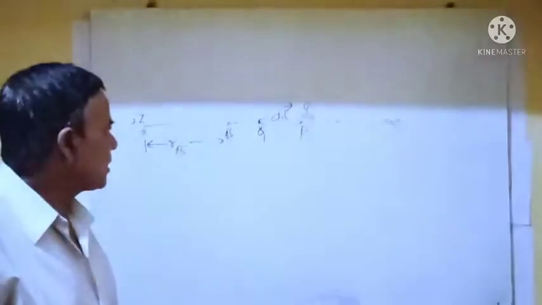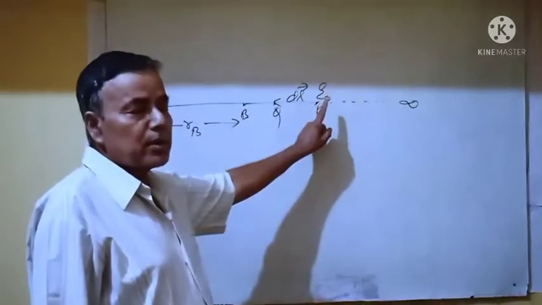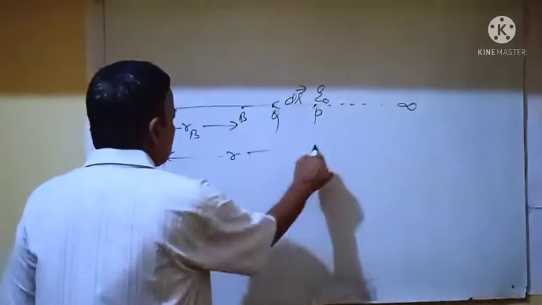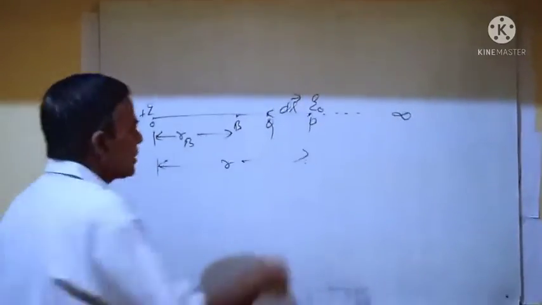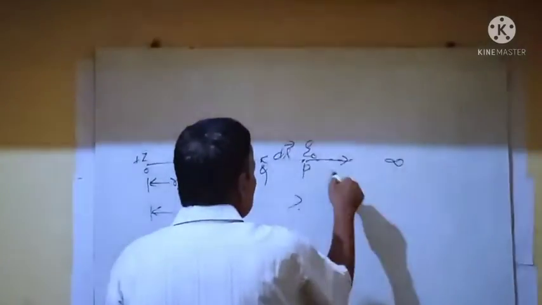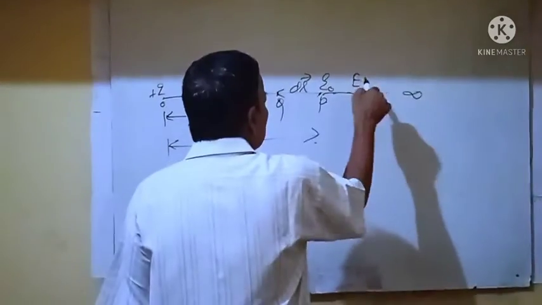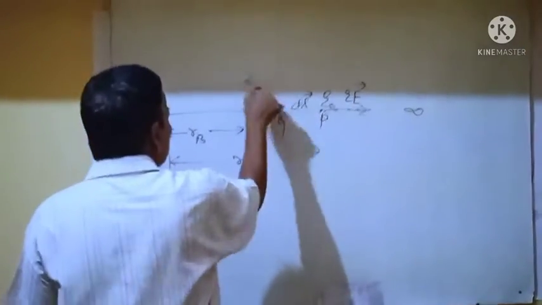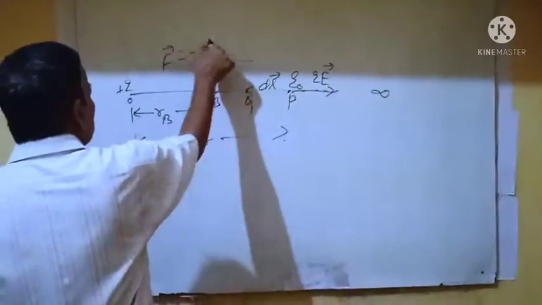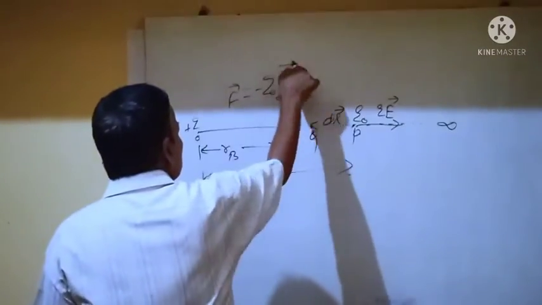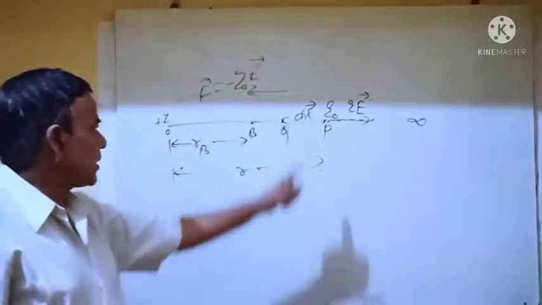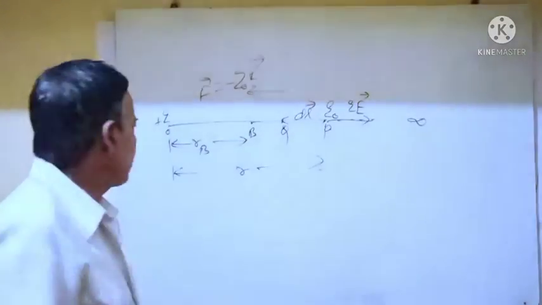Suppose that at a moment the test charge is at point P, whose distance is r. So what is the electric field at this point? Electric field is equal to E. And what is the force? Q naught into E. So the external force is F equal to minus Q naught into E. External force is applied so that it is not accelerated and it is taken.